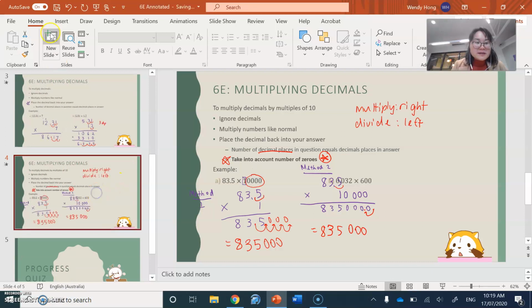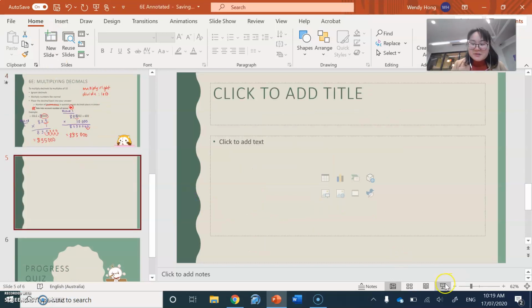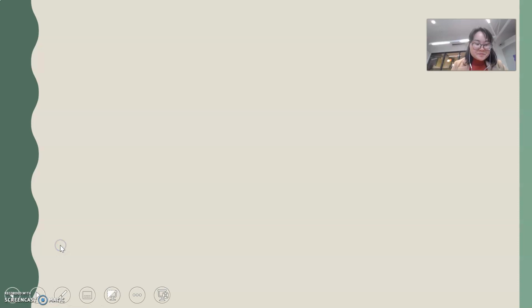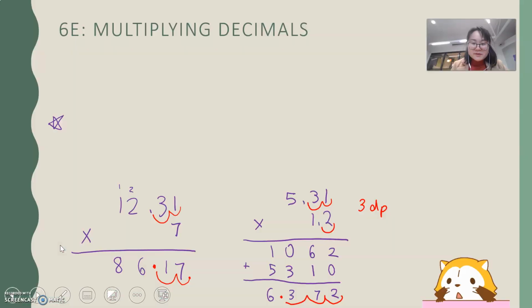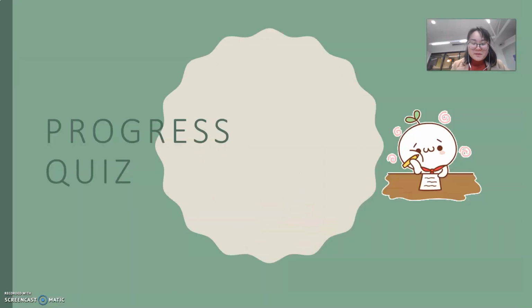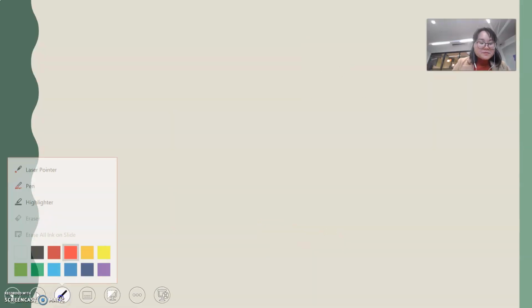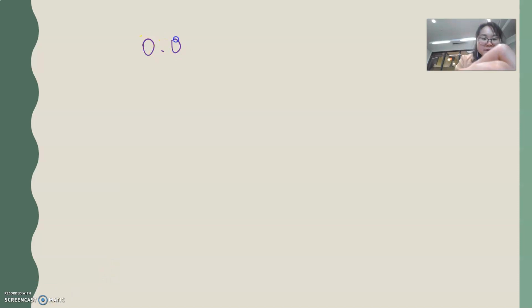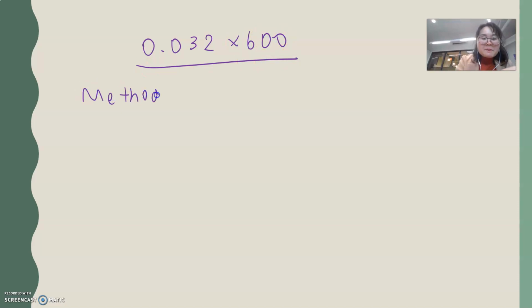Let me just do one more example on this page where I have more space. 0.032 times 600. So I'm going to do it using method 1 and then method 2. And again, you can choose which one makes more sense to you.